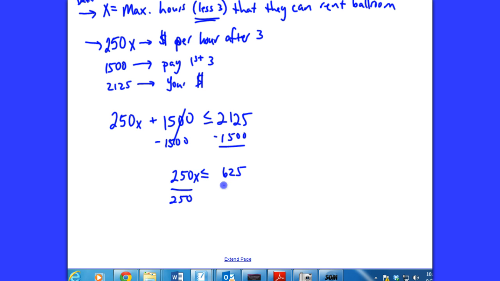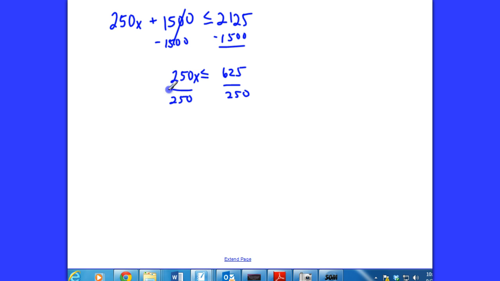Now you should be asking yourself, do I flip my sign? Should I flip that sign? You do not flip the sign because you did not divide by a negative. You divided by a positive number. So it stays x less than or equal to, then 625 divided by 250, that comes out to be 2.5.